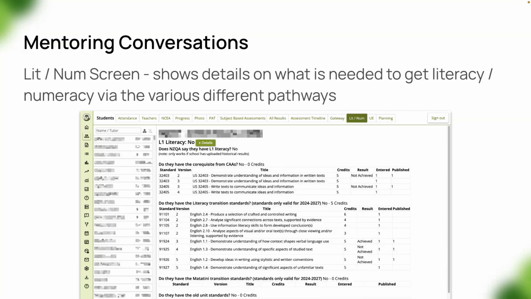Literacy and numeracy and UE, which we'll look at in just a moment, are both sillily complex qualifications. There are 5 different ways you can get literacy, 4 different ways that you can get numeracy. This tries to break it down into as visual a breakdown as possible. So you've got, can they get it from the CAAs? If not, can they get it from the transition standards, and so on.